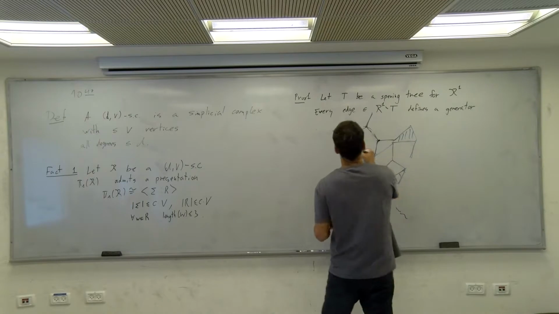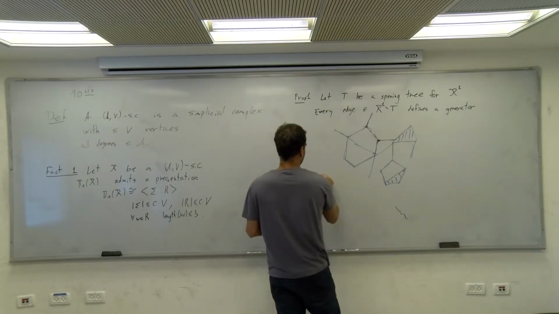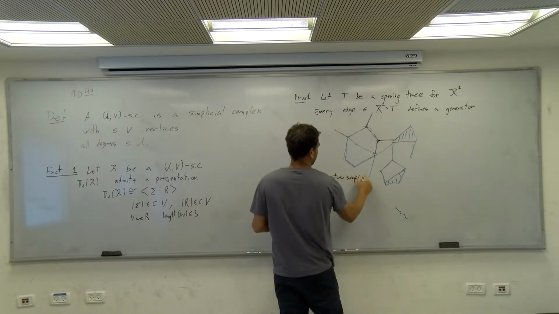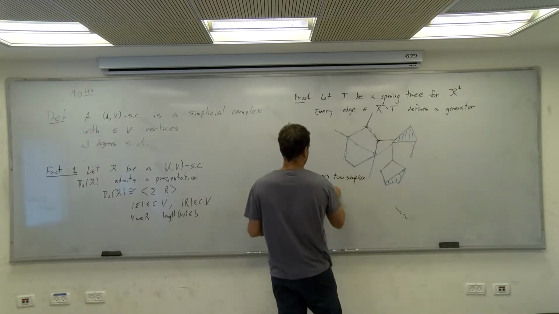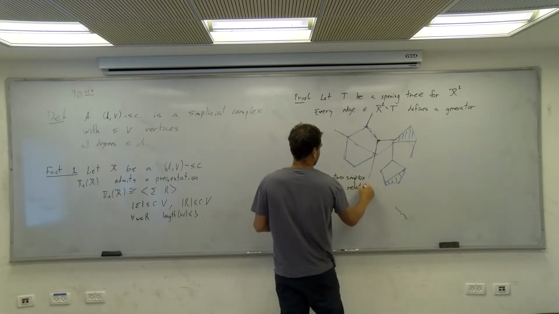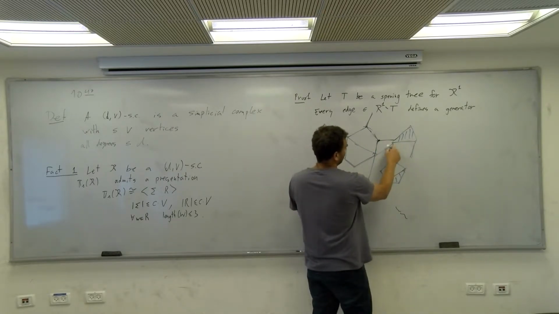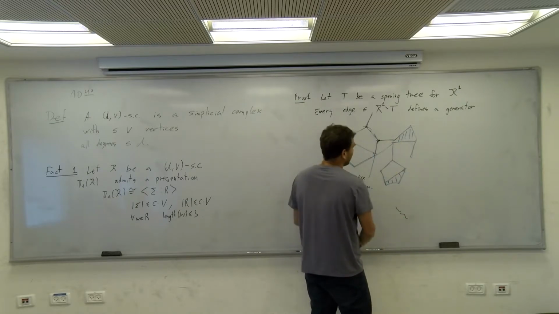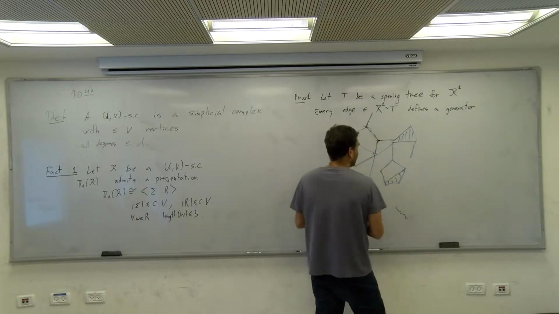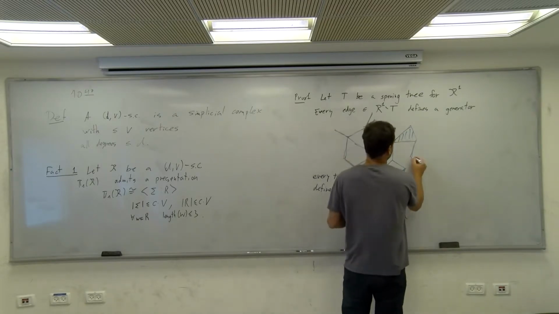And then every two simplex defines a relation. So this is not a two simplex, so this generator is, but this is a two simplex. Let's actually make the picture a bit more complicated. Suppose we have here another two simplex.